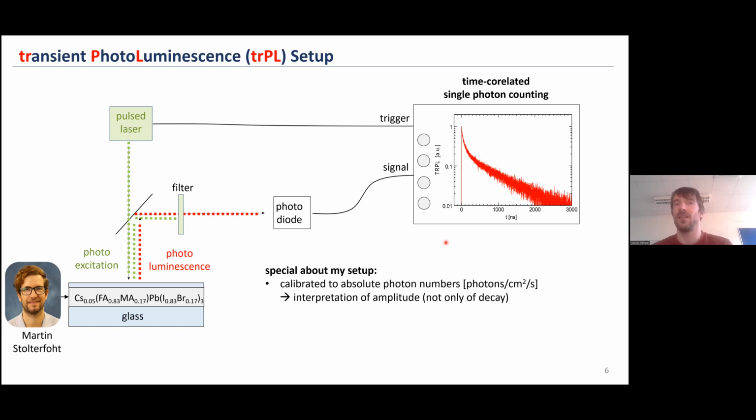What's maybe a little bit special about my setup is that most trPL transients are shown like here with arbitrary units normalized to 1. I calibrated my setup to absolute photon numbers, so I know the amplitude in photons per square centimeter per second coming out there. This actually allows you to interpret not only the decay, but also the amplitude of your trPL. Also, I'm using a rather wide excitation spot. The nice thing about this is you don't have to care about lateral diffusion. You're much more sensitive because you collect much more light, and you're not sensitive to height alignment.